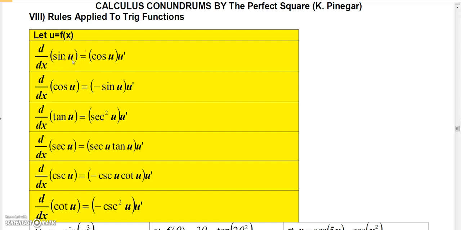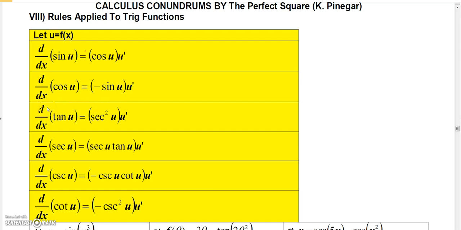And remember, every time I say u, u is not x. U is actually some function of x, like x squared or square root of x. So here, if we want to take the derivative of sine of some function of x, then that would be the cosine of that same function, and then multiplied by the derivative of that function. And likewise, if we wanted the derivative of cosine of some function of x, that would be minus the sine of that function times the derivative of that function.